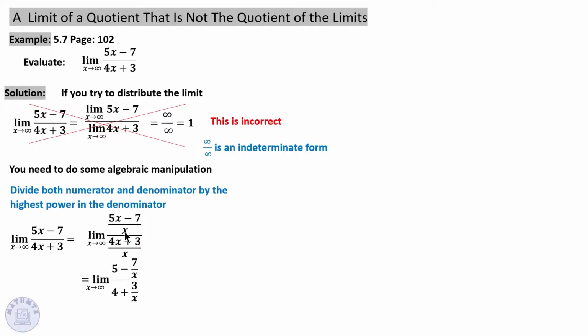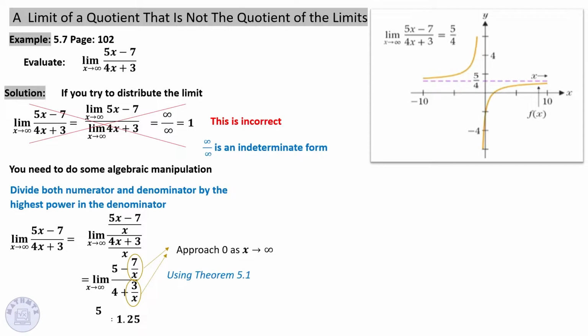So 5x over x is 5, minus 7 over x. And 4x over x will turn into 4, and you have 3 over x. Now when x is approaching infinity, think how these values will be evaluated. As x approaches infinity, these will approach 0, right? And therefore, you'll be left with 5 over 4, which is the limit. If you observe the graph, you can see there's a horizontal asymptote at 5 over 4, and this is basically the result.